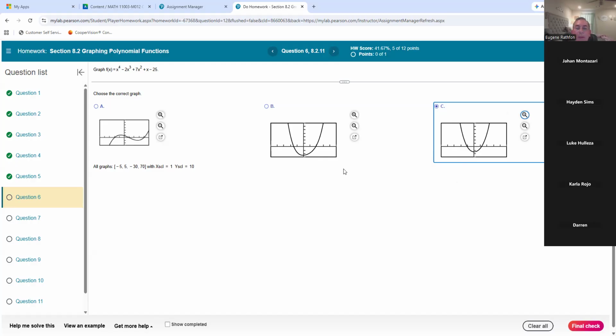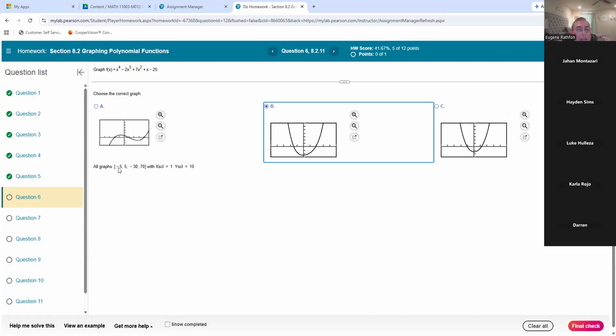And Darren, you're going with B. I'm going with B on that one, because if each of these marks is 10, that's sitting there about negative 25. So remember, if you got two graphs that sort of match, look at that y-intercept, okay?